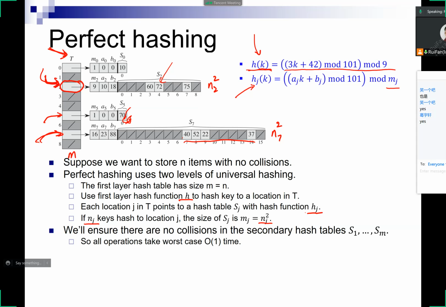Then what we're going to show is that we can ensure that in these second level hash tables, there are no collisions at all. And that means that all of the operations are going to take worst case constant time. Because if there are no collisions in the second level hash table, then to hash a key, you just apply the top level hash function, that's constant time, and then you apply the second level hash function, which is again constant time. And since you don't have any collisions, you don't have to search through any lists. So altogether you have constant time operations for find and delete.